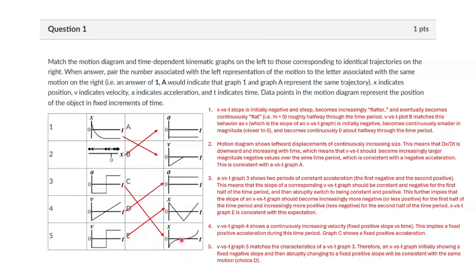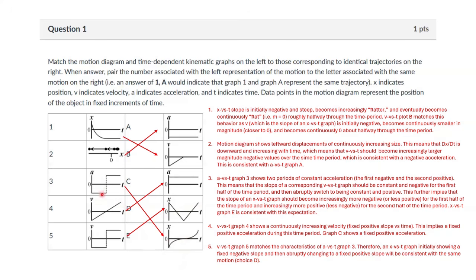So if we look at our position versus time graphs, this has a constant slope and then another constant slope. That's not a changing slope. That's not consistent with graph 3. By process of elimination, we're left with this graph, but let's make sure it makes sense. In the beginning, we have a steep upward slope. As time progresses, that upward slope becomes closer and closer to flat. That is a decreasing positive slope. That's consistent with a negative acceleration.